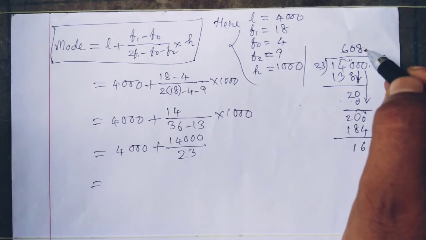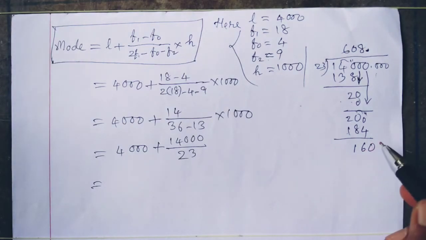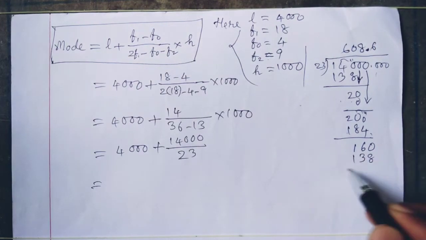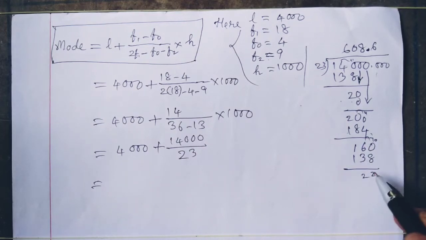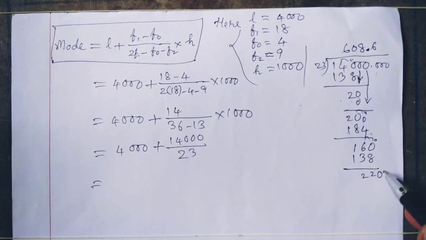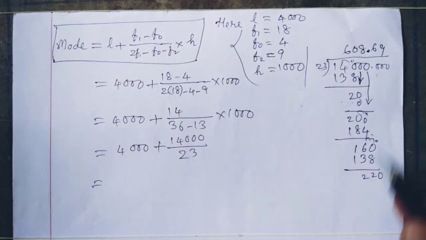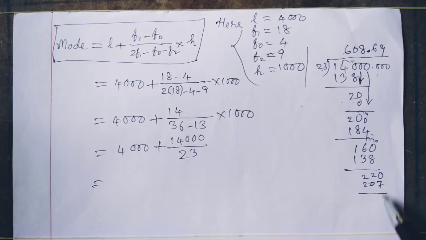Keep decimal point here, then bring down 0. So 160. 23 sixes are 138. 160 minus 138 is 22. Bring down 0. 23 nines, 9 threes are 27, 9 twos are 18, 20. So 3, 1.